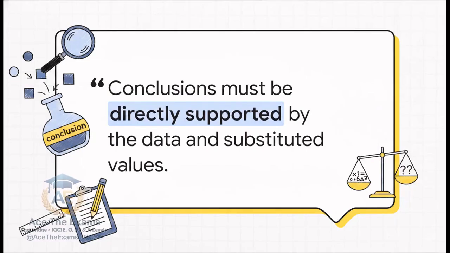You simply cannot cut corners here, because examiners operate by a very strict rule. The rule is, conclusions must be directly supported by the data and substituted values. I really want to let that sink in. Examiners will give you absolutely 0 marks for a perfectly correct physics concept if you fail to use the exact evidence and substituted values from the source page. You literally have to prove your answer using their numbers.